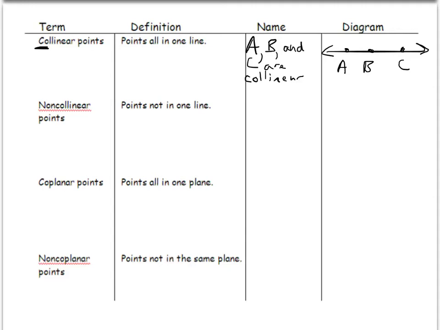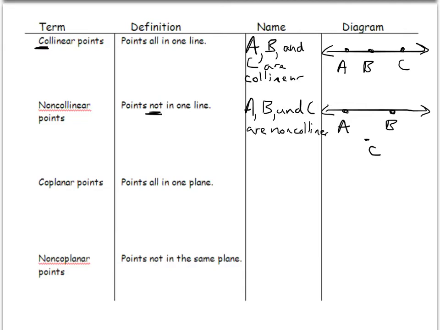So what happens if we talk about non-collinear points? Well, non-collinear points are points that are not on the same line. So what if I took these points, A, B, and let's go ahead and throw C off of the line. Once I throw C off of the line and we list all of them, if I say A, B, and C, as the group, we would consider them to be non-collinear because there's one point that does not sit on that line.